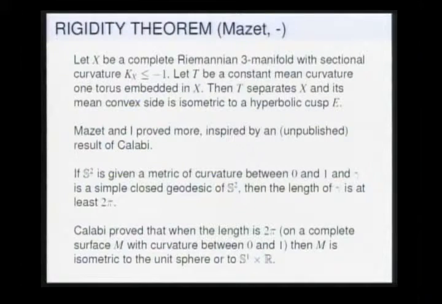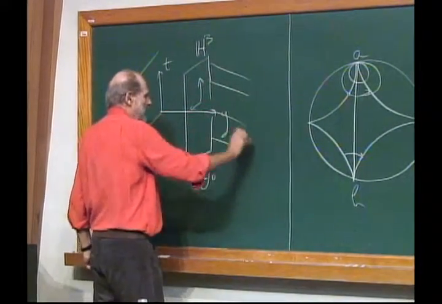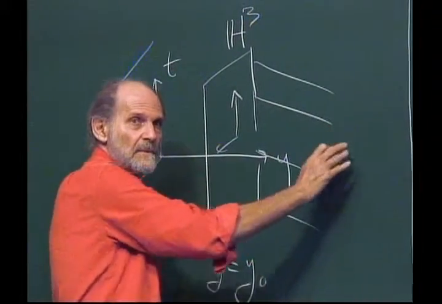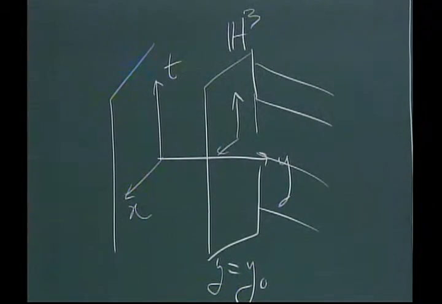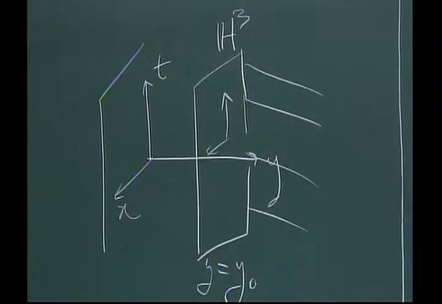So the torus is exactly equal to one of these T of Y's, and the mean convex side in this manifold X is a hyperbolic metric, curvature -1, isometric to this. So it's a rigidity result in the style of Hopf's theorem. For an embedded constant mean curvature 1 torus, you have this rigidity. Well, the hypothesis is sectional curvature less than or equal to -1 and complete.